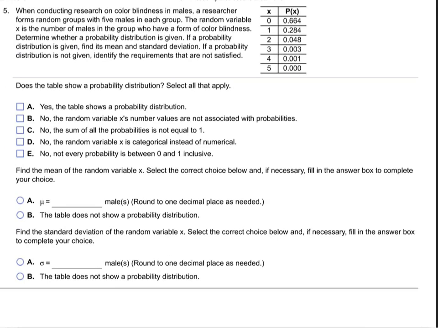All right, number 5. When conducting research on color blindness in males, a researcher forms random groups with 5 males in each group. The random variable X is the number of males in the group who have a form of color blindness. Determine whether the probability distribution is given. If it is, find its mean and standard deviation. They're giving me a probability distribution here. They're taking a group of 5 males, and they could have none of them, 1, 2, 3, 4, or all 5 of them having color blindness. What's the chance that nobody in that group, if they grab a group of 5 men at random, is going to have color blindness, according to that table?